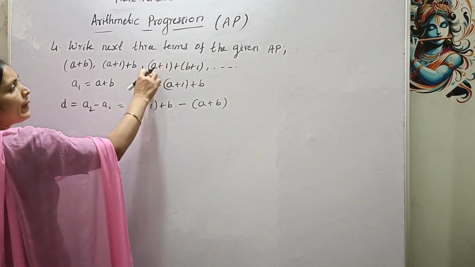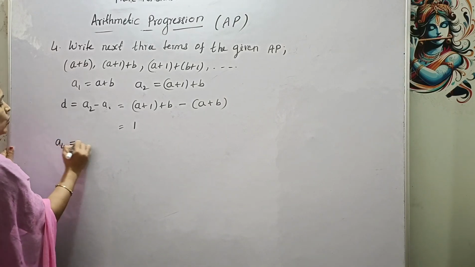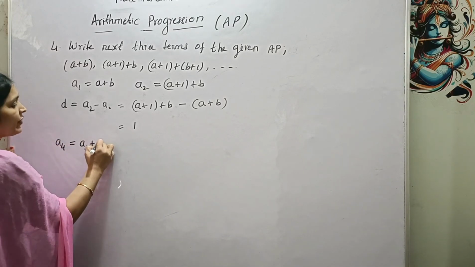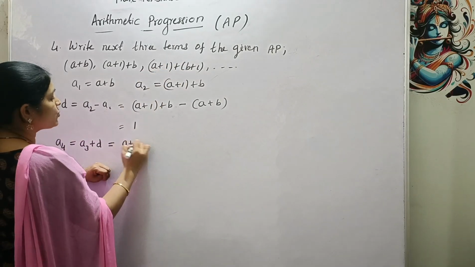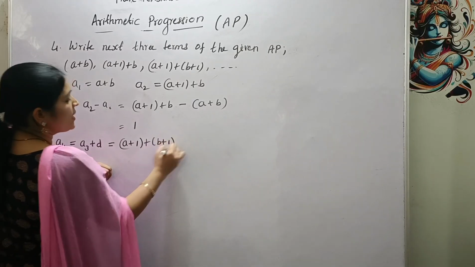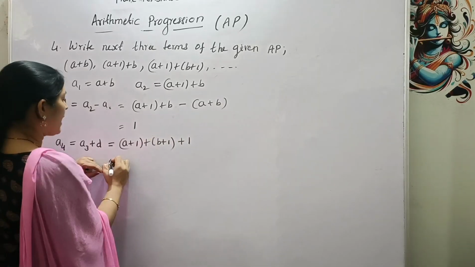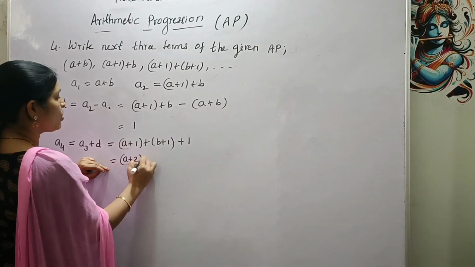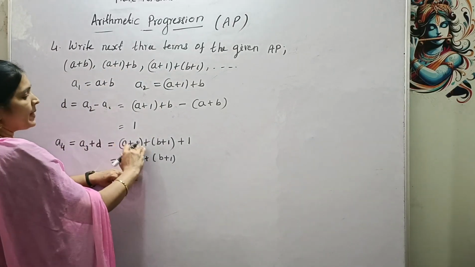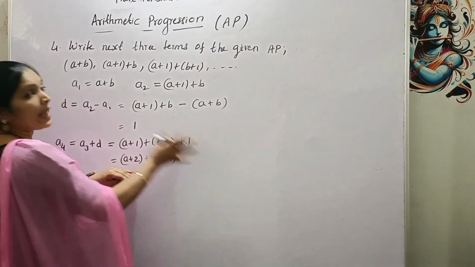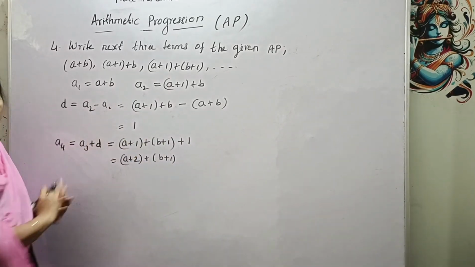So the third term is a plus 1 plus b plus 1. So how to find the fourth term? That is a4 is equal to the third term plus the common difference d. The third term is a plus 1 plus b plus 1, plus d, the common difference, plus 1. Okay, so here we can write it as a plus 2 plus b plus 1. Okay, let's write in this form. So a plus 1 plus b plus 1 plus 1 can be written as a plus 2 plus b plus 1. We have taken this 1 here.